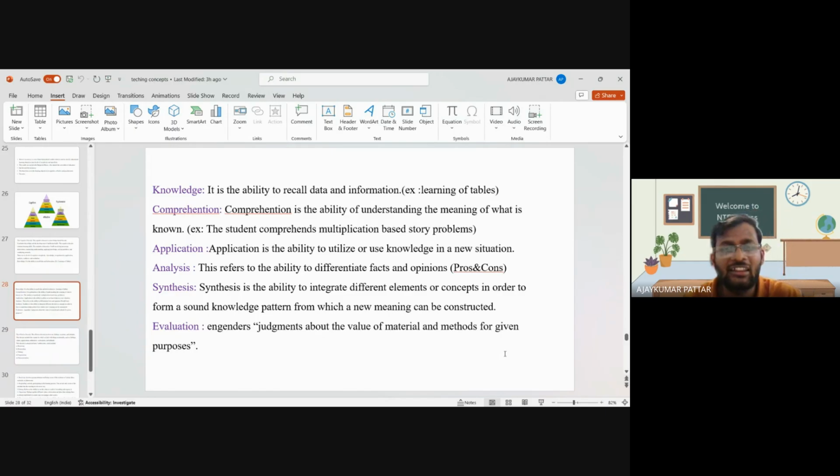We know the information, 2 twos are 4 or something. What is the meaning of that? Actually, what is the meaning of that? That we call comprehension. For example, a student comprehending multiplication-based story problems.